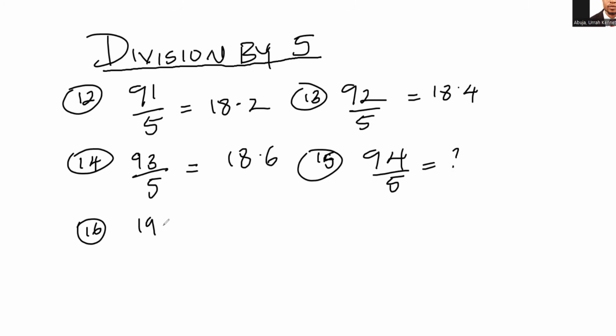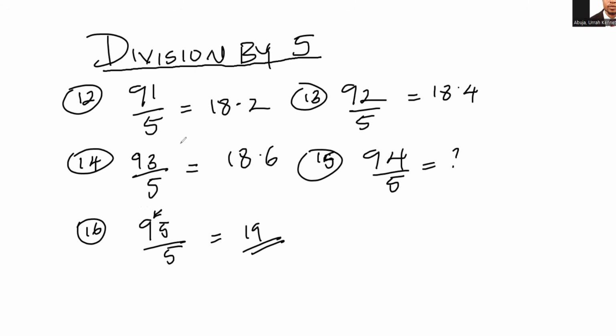16. 95 divided by 5. Now 5 divided by 5 gives us what? 1. So let's keep 1 aside and add this one to itself. 9 plus 9 is 18. 18 plus 1 is what? 19. So this is 19.